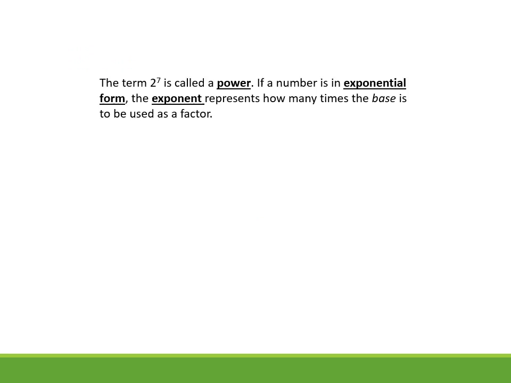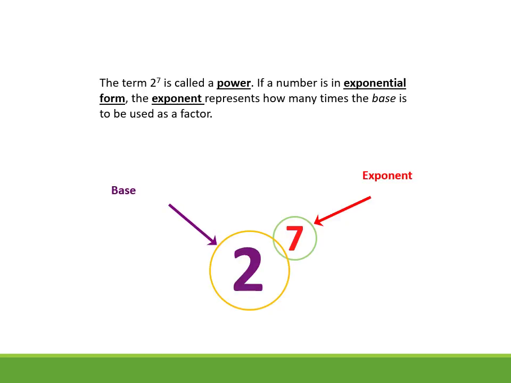So we have here an example, the term 2 to the power of 7. This term is called the power, in exponential form. We have the exponent, number 7. Number 2 is also called the base. So this means that the base 2 is multiplied by itself 7 times.